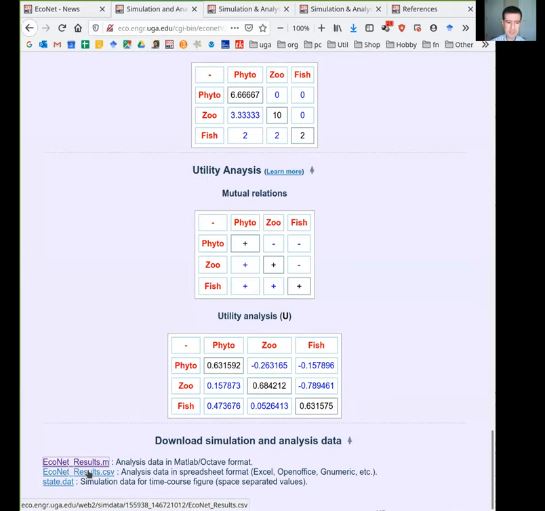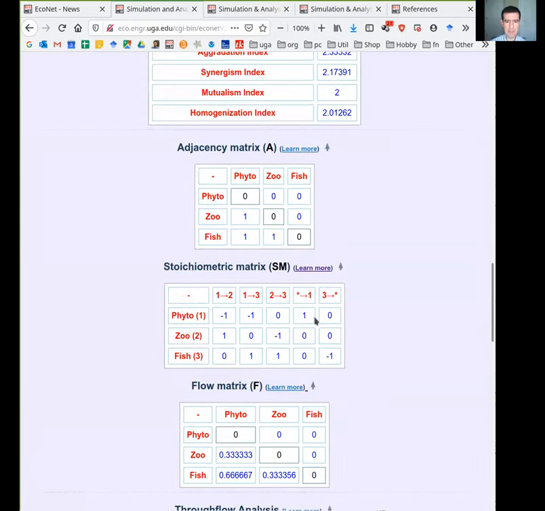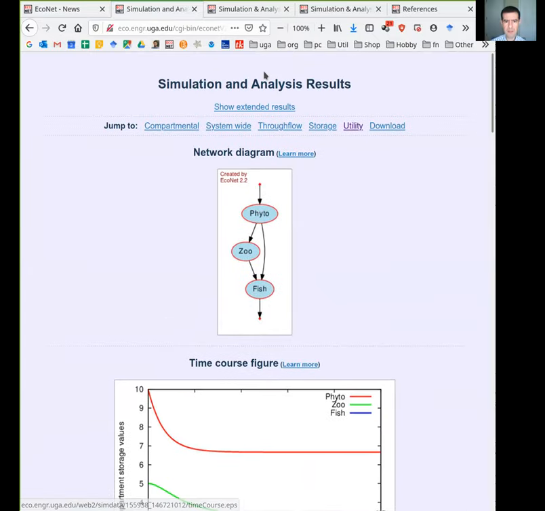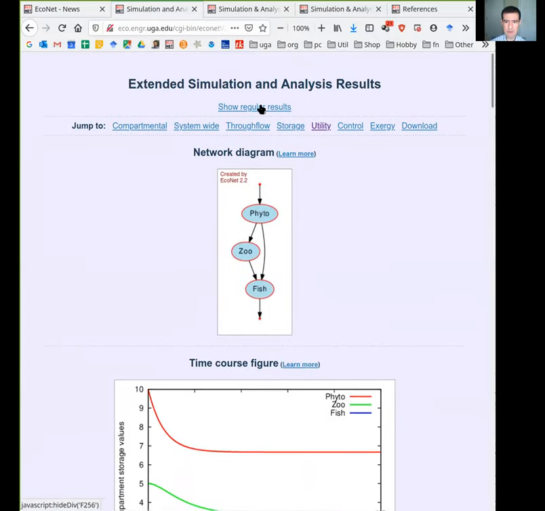And this is the comma separated file. If you click on it, it will ask you to save it, and it will put everything in a spreadsheet format. And the simulation for time course is the same as the data that is present right here. And it also has show extended results, so here it has a little bit more information.